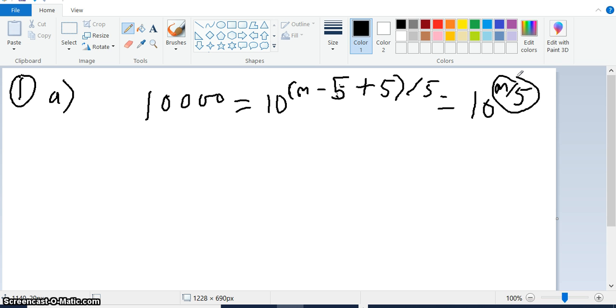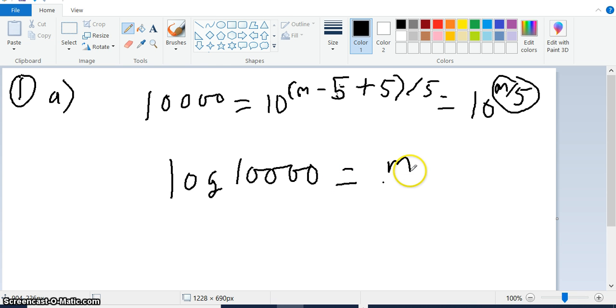This is actually pretty simple. You just take the logarithm of both sides. The logarithm of 10,000, and when you take the logarithm where the base is 10, you just get what's in the exponent. So that's equal to little m over 5, and so little m is simply 5 times the log of 10,000.